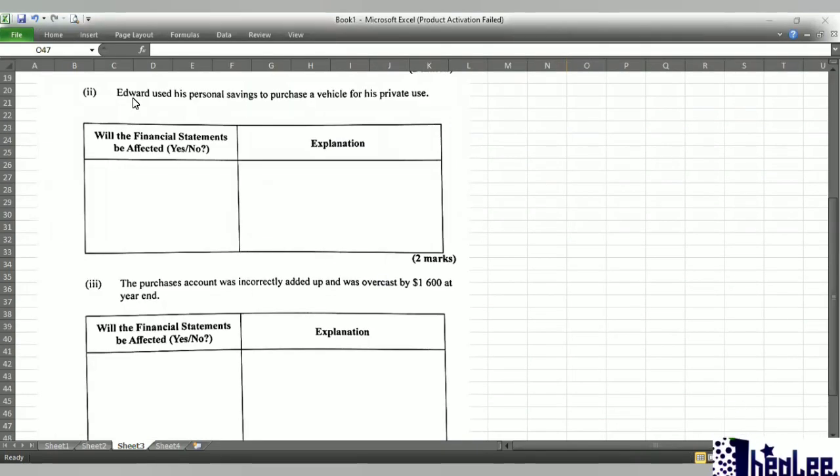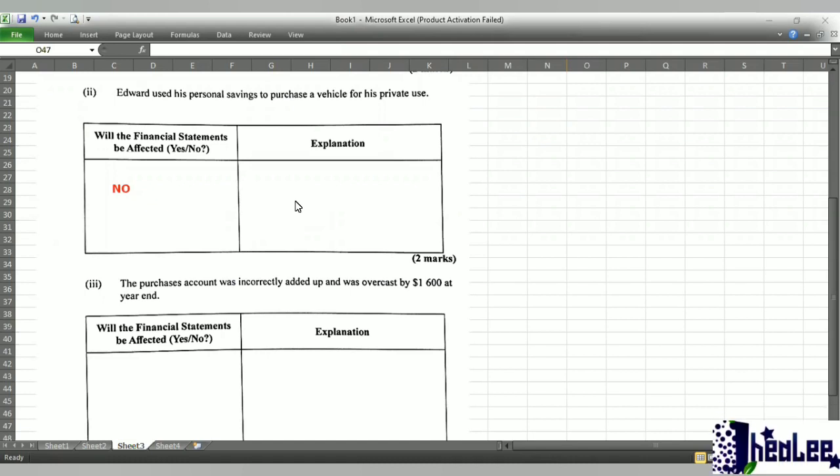Next item reads, Edward used his personal savings to purchase a vehicle for its private use. Will this affect the business financial statements? And that response is no. This is a personal transaction that was made by Edward. And under the business entity concept, the transactions associated with the business must be separately recorded from those of its owners or other businesses. Doing so requires separate books. So because this is a personal transaction, it should be recorded separate and apart from the business record. So that transaction should not be recorded in the business books, and hence it will not affect the financial statements.